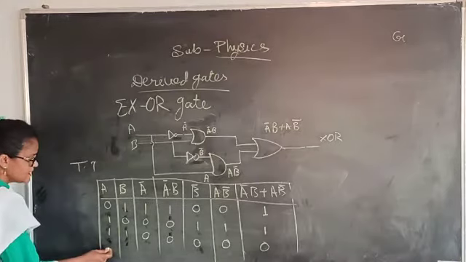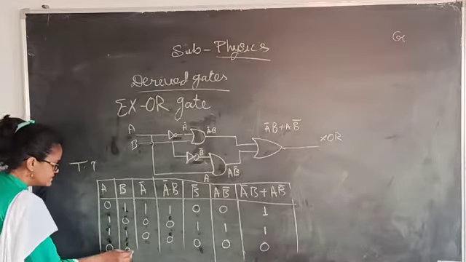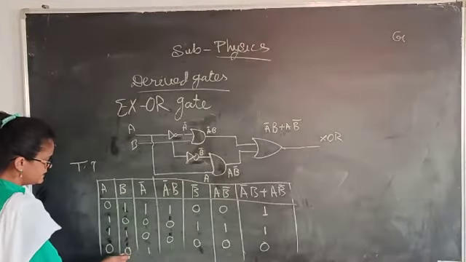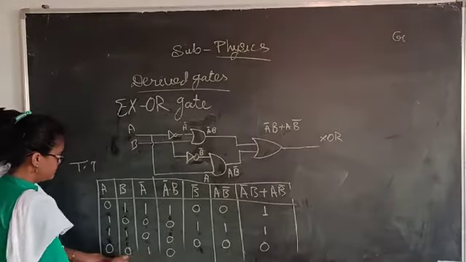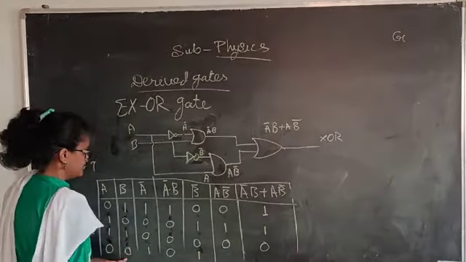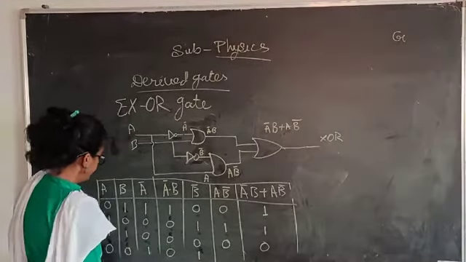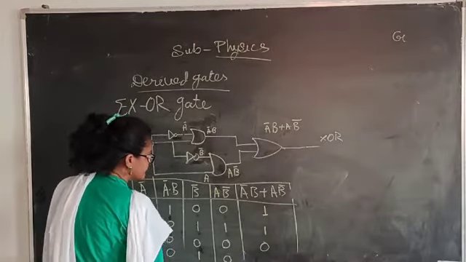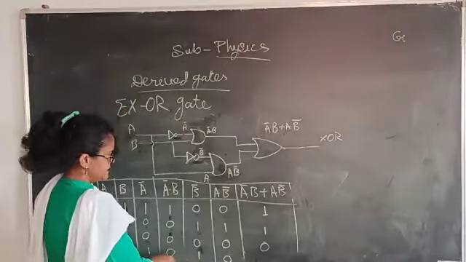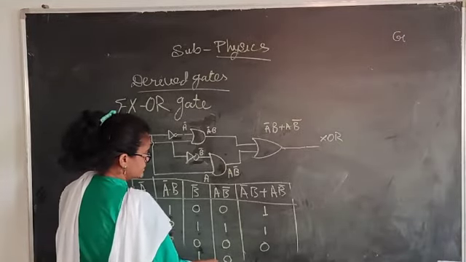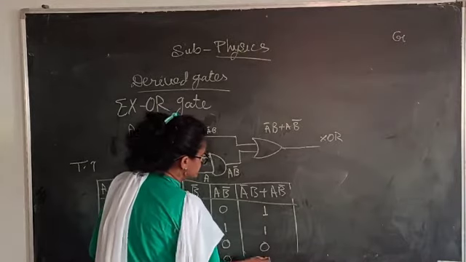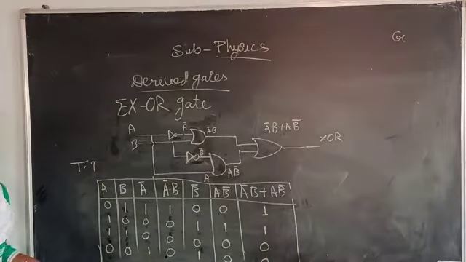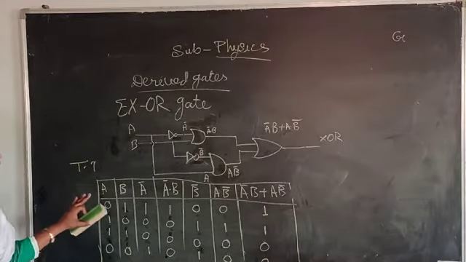Now the another input is 0, 0. A bar will be 1, A bar B is 0, B bar is 1, B bar B is 0. Now A into B bar, A is 0, B bar is 1. So this will be 0. Now A bar B is 0 and AB bar is also 0. 0, 0, sum will be 0, that is OR. So this is the truth table for XOR gate.